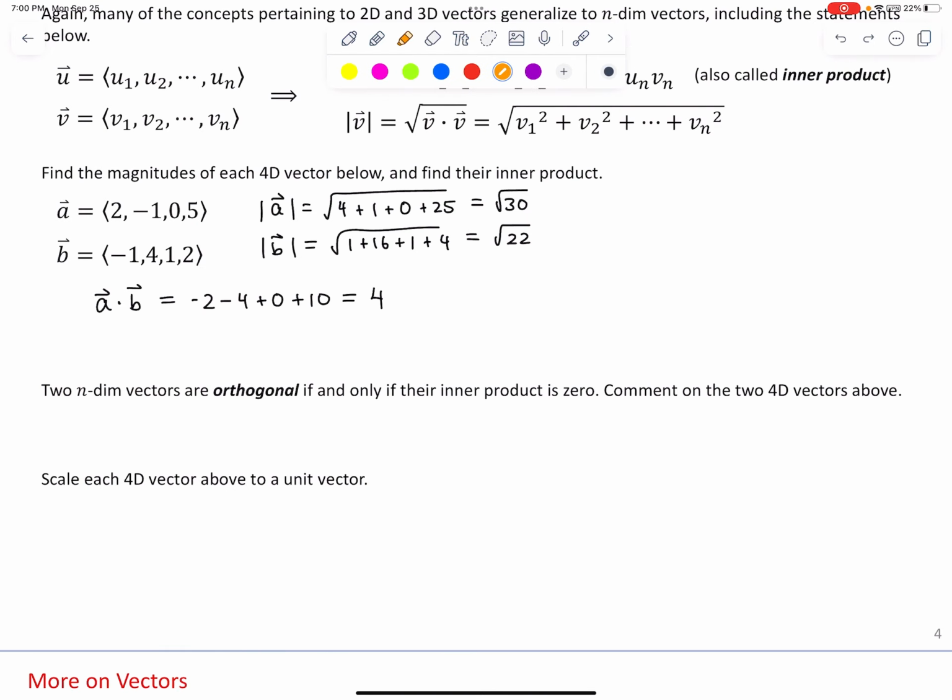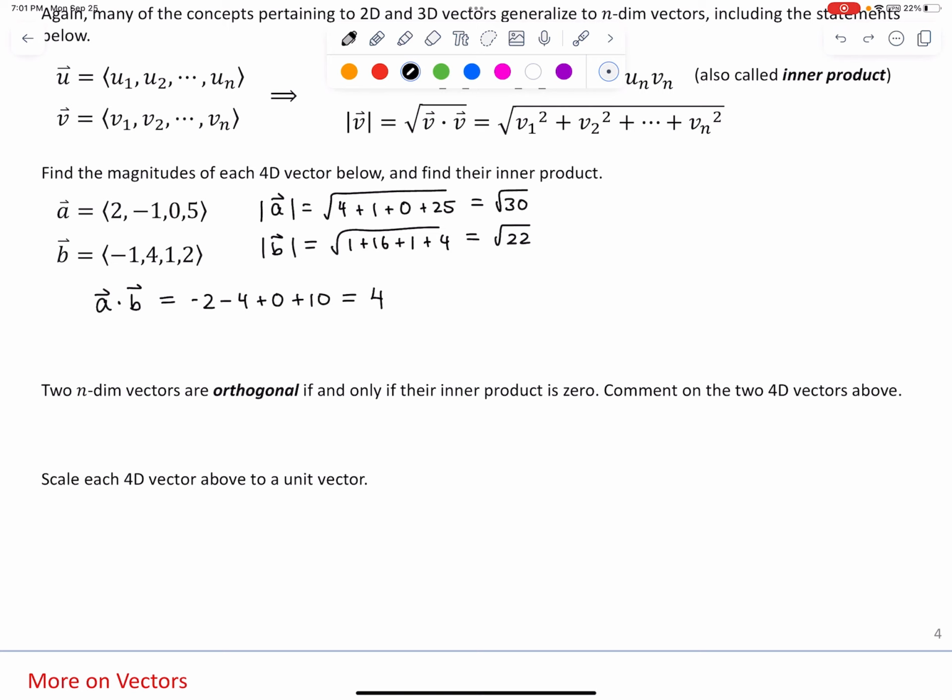Two n-dimensional vectors are orthogonal if and only if their inner product is 0. Now in the case of 2D and 3D, we use the word perpendicular, but in general, we can use the word orthogonal whenever a dot or inner product is equal to 0. However, if we're working with 4 dimensions or higher, and we can't visualize the vectors, then it loses meaning to say that two 4-dimensional vectors are perpendicular to each other, but we can instead switch to the more general word orthogonal and say that two 4-dimensional vectors are orthogonal if and only if their dot product is 0.